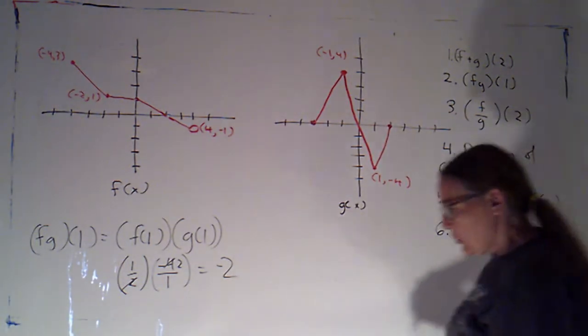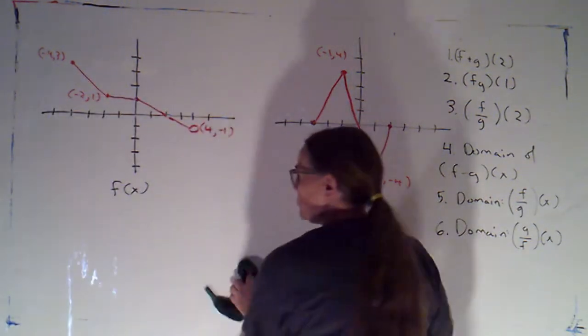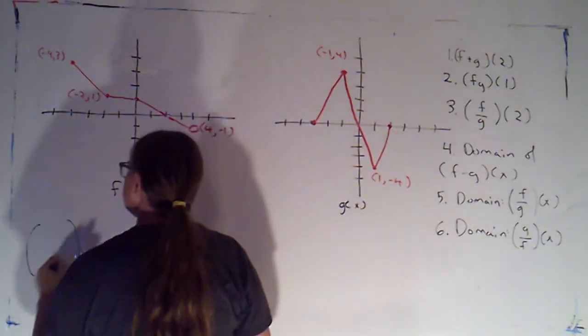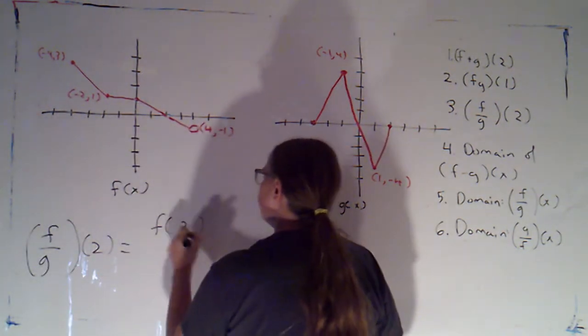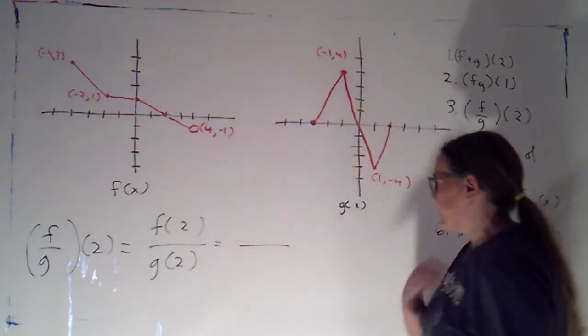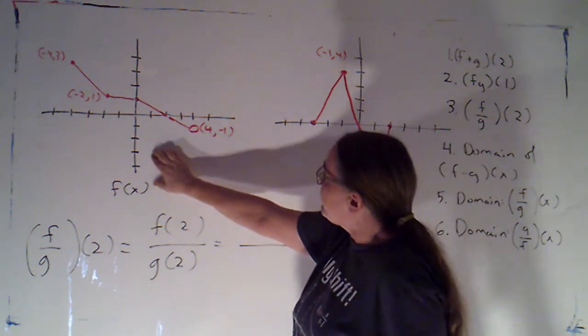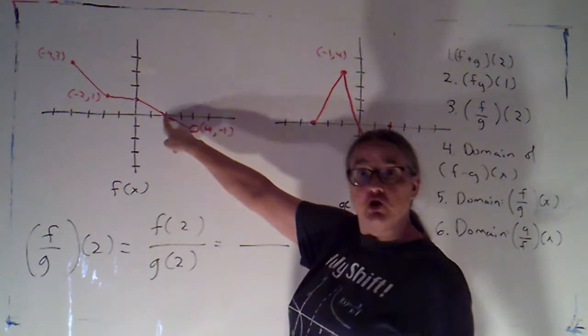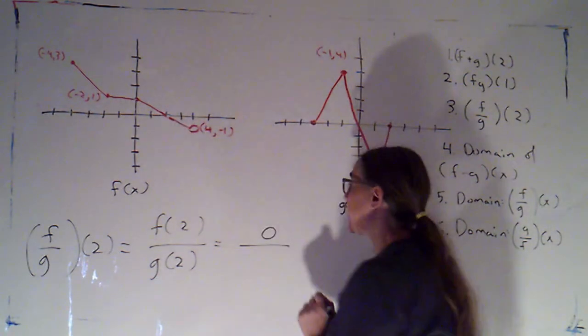Question 3 was f over g evaluated at 2. So if I look at this, I get f over g of 2. That would be f of 2 over g of 2. So I'm going to create this fraction. Looking on the graph of f, I can see when x is 2, my y value is 0. So I'm going to go ahead and write 0.